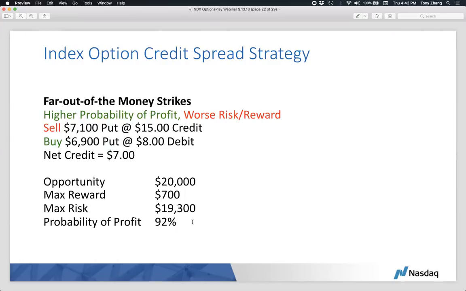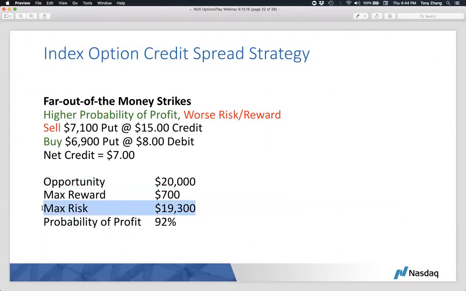What these types of trades look like is you're typically selling, number one, a far out of the money put, so a put that already is very far out of the money. So instead of collecting $80 in premium, you're only collecting maybe roughly $10 to $15 in credits. You're going to buy an even lower put against that, and it's going to cost you only a few bucks to do that, about $8 in this particular case, and what you're going to receive is a net credit of $7. Now, the opportunity on this trade, as you can see, is $20,000 because the distance between these two strikes is $200. So you have a $20,000 opportunity, but you're only collecting $700 in premium on this particular trade, which means that you have $19,000 of risk on this particular trade.